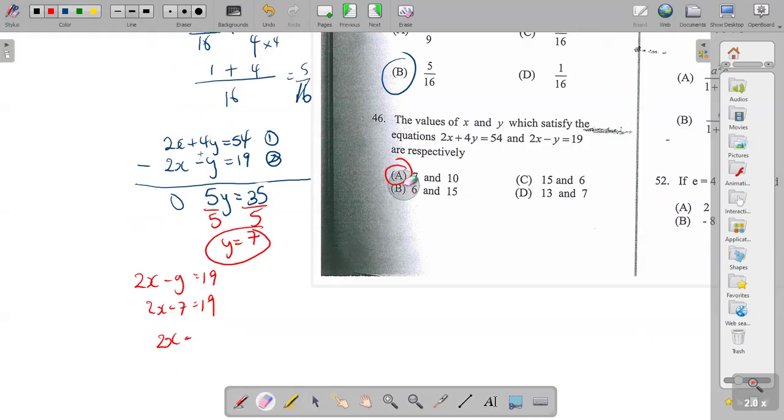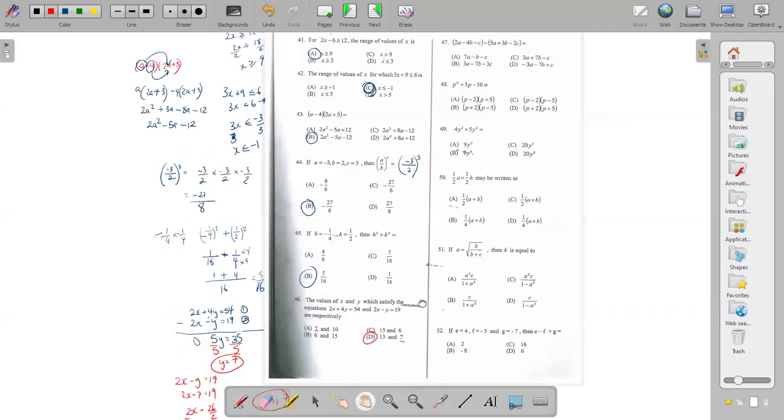Oh, you see why you can't jump to anything? So let's look at it. The answer had 7, but this and this time is 7. So it's equal to 26. So you divide by 2 on both sides. So x is equal to 13. So your answer is 13 and 7. Which one got 13 and 7? Your answer is D. All right.